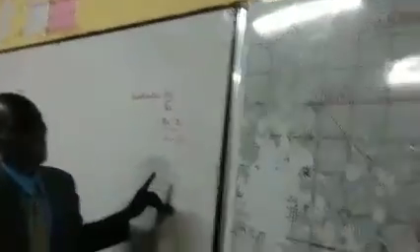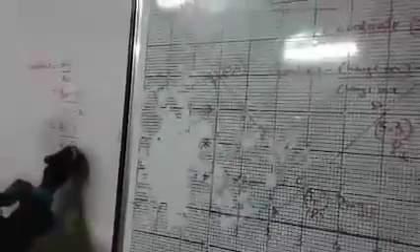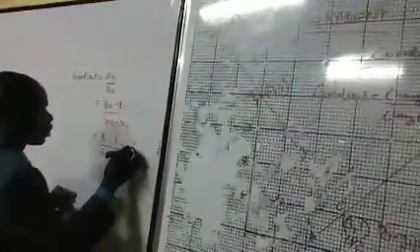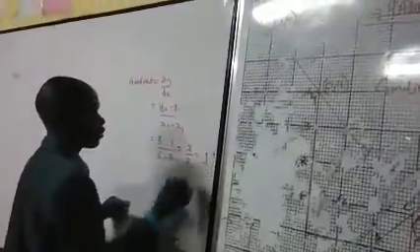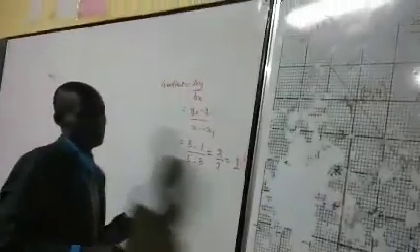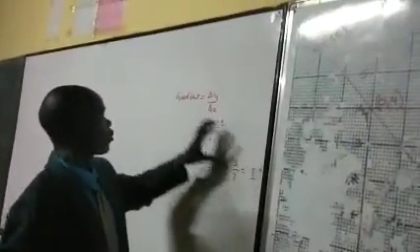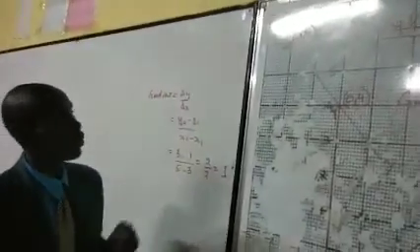And for this case, our y2 is 3, our y1 is 1, and our x2 is 5, and the x1 is 3. Therefore, what is the gradient? 3 minus 1 is 2, and 5 minus 3 is 2. Therefore, the gradient of that line is 1. So we've got the gradient of line AB to be 1.